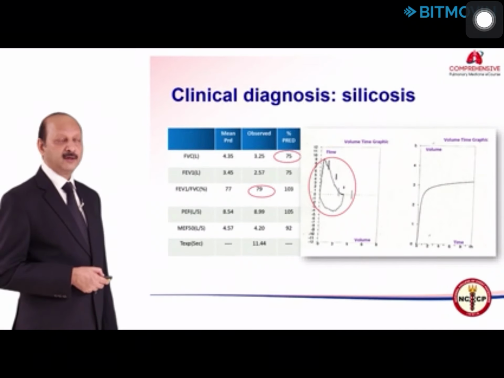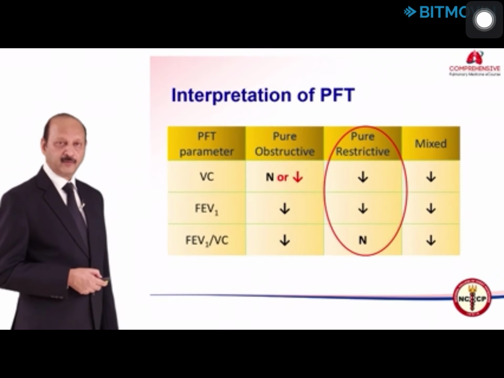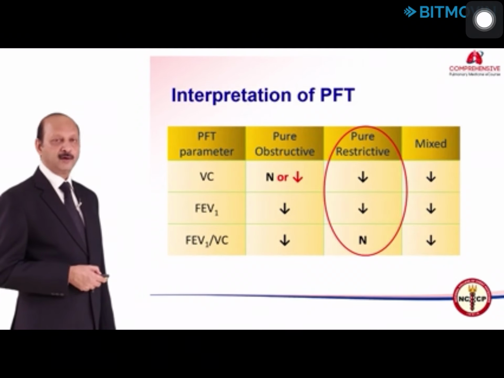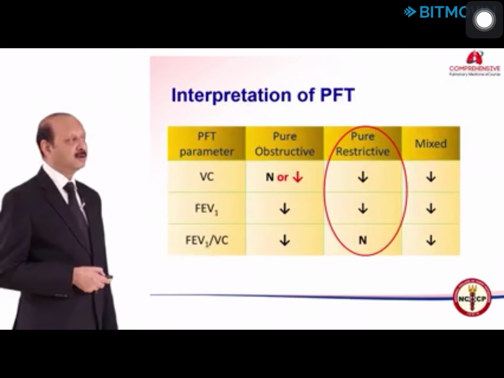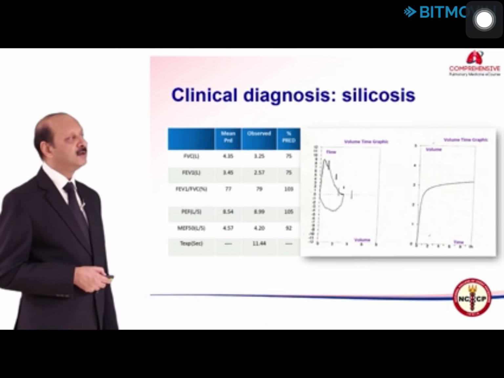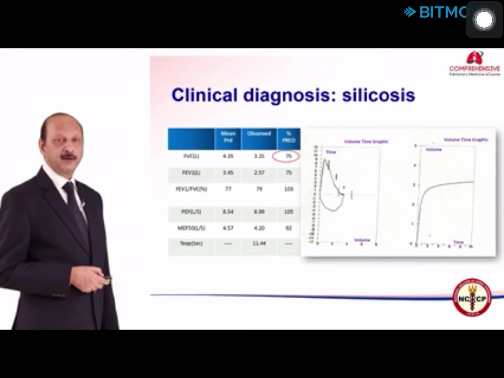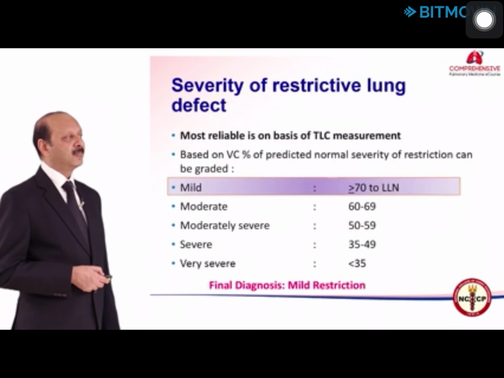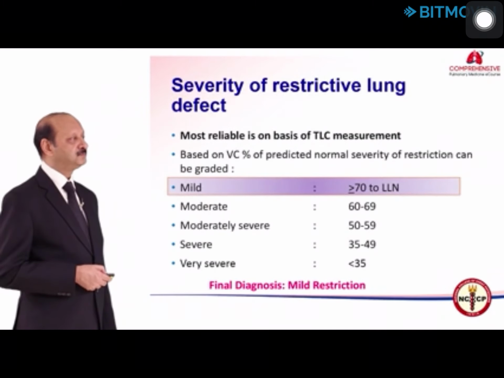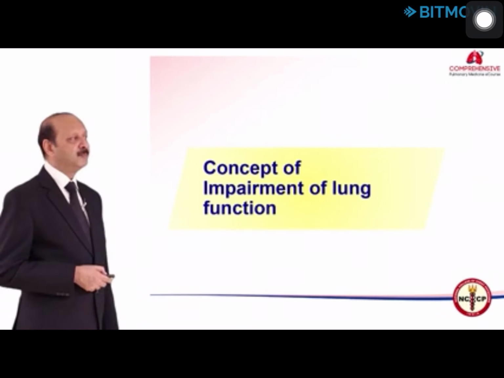FVC is reduced, FEV1 is reduced. So the diagnosis will be, of course, pure restrictive lung disorder, because VC and FEV1 are reduced and the ratio is normal. Now looking at severity, what do you see? That is the FVC as a percentage of predicted value. So the third column, 75%, means that the predicted value was 4.3 liters, and the observed value is 3.25. So it is 75% of predicted normal. So this is mild restrictive lung function.